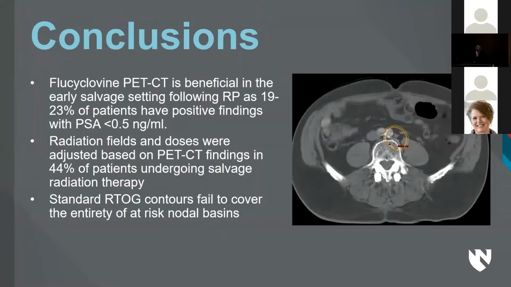With these limitations in mind, we did make some conclusions off of this data set. Fluciclovine or axumin PET CT is beneficial in the early salvage setting following radical prostatectomy, as in 19 to 23% of patients with a PSA of less than 0.5 we found positive findings. Radiation doses and fields were adjusted based on the PET CT findings in 44% of patients undergoing salvage radiation therapy. And our standard RTOG contours failed to cover the entirety of at-risk nodal basins in these patients undergoing salvage radiation therapy.